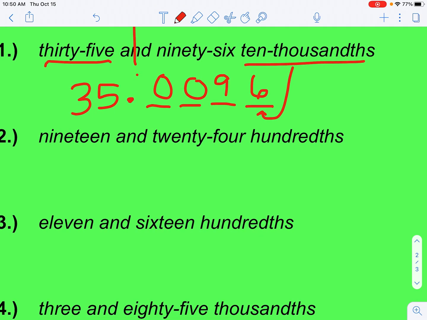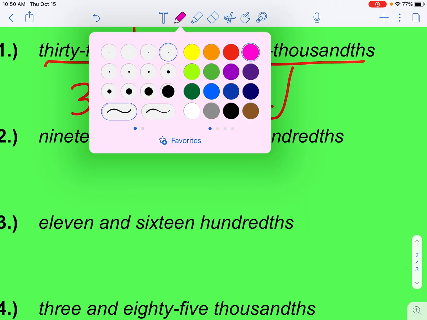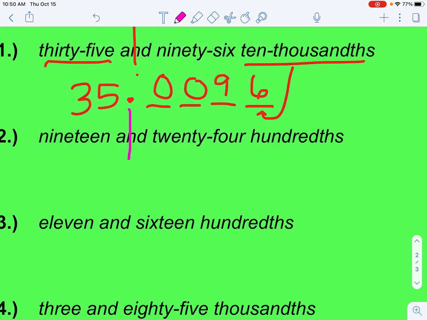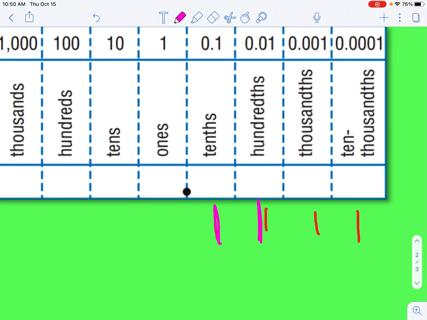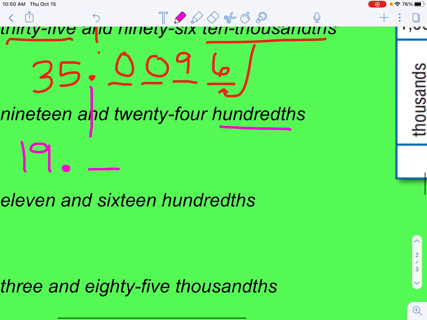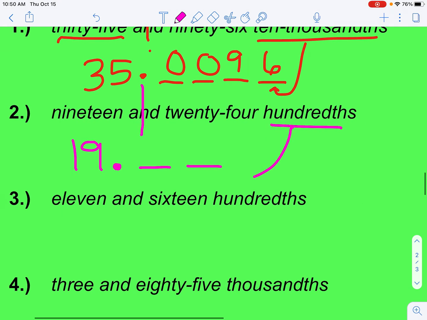Alright, number 2, 19 and 24 hundredths. Okay, I'm going to draw my line for where the and is. My 19 comes first, and then I have the and, so then I draw my decimal point. Now I have 24 hundredths. If you want to look at the place value chart, I know it goes tenths and then hundredths. So that's 2 places. And my hundredths is my last place right here. So I have 24. So that's easy. It just fills in the last 2 blanks.